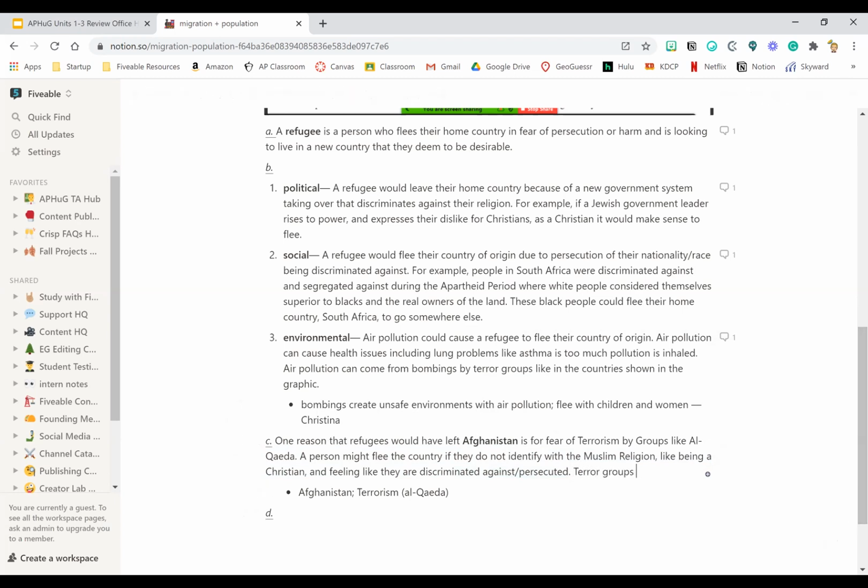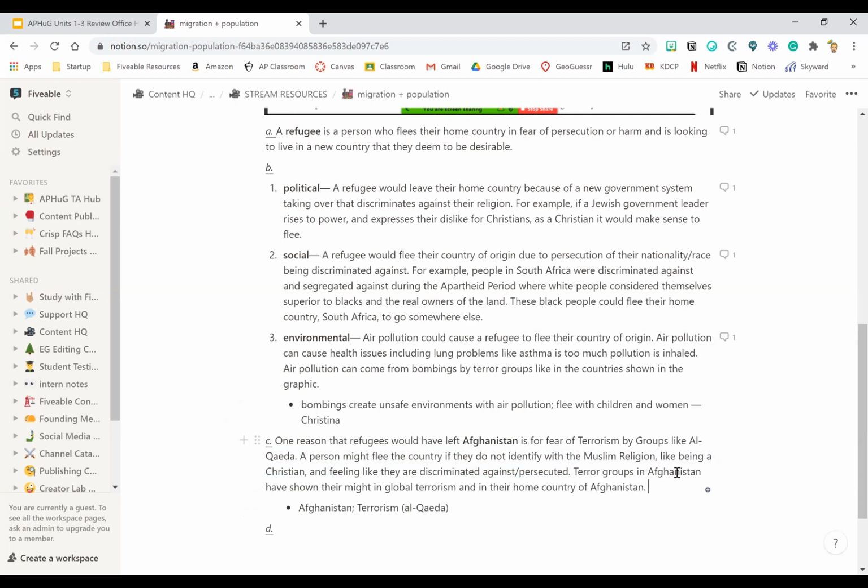Terror groups in Afghanistan have shown their might in global and in their home country of Afghanistan. And to be honest, in an English essay, I would now repeat the word Afghanistan 3 times in this many sentences. And I've used discriminated, persecuted, home country, refugees, flee.